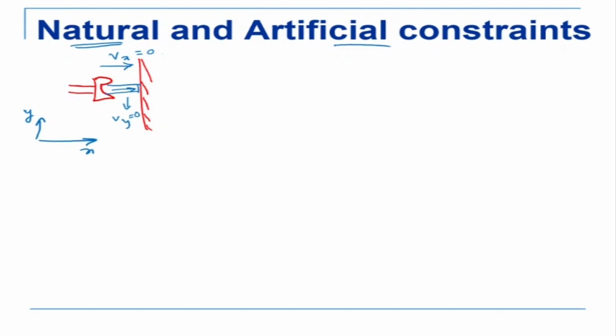Otherwise, what will happen is, if I allow Vx and if I allow a force and I apply Vy, then it will not apply here. It will start applying a force here and start moving in that direction also, like the case of the grinding wheel, which we don't want.